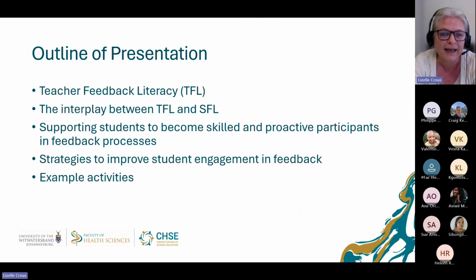So today we are going to look at the teacher feedback literacy. So there's a flip side of the coin. And the dimensions of the teacher feedback literacy, the interplay between the teacher feedback literacy and student feedback literacy, how we can support students to become skilled and proactive participants in the feedback process, as well as strategies to improve student engagement in the feedback. And we will end with some example activities that you can implement in your own teaching.